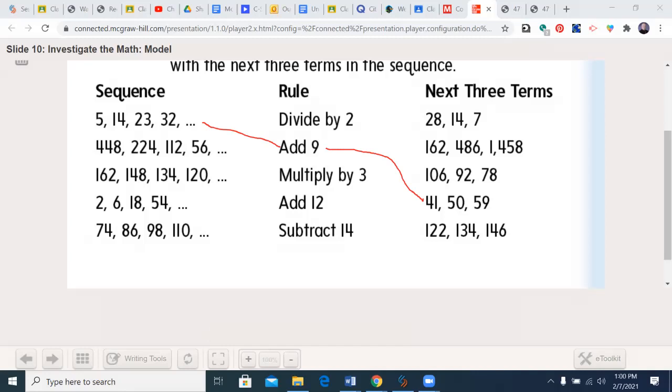I do this by color. So this one, 448, 224, I can see it's being divided by 2, and half of 56 is 28, and that's where that pattern's going to be. All right, it's going down by 14, down by 14. All right, I see the subtract 14. And 120 minus 14 is 106.